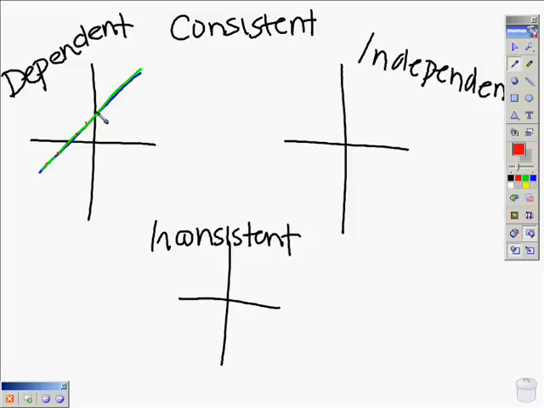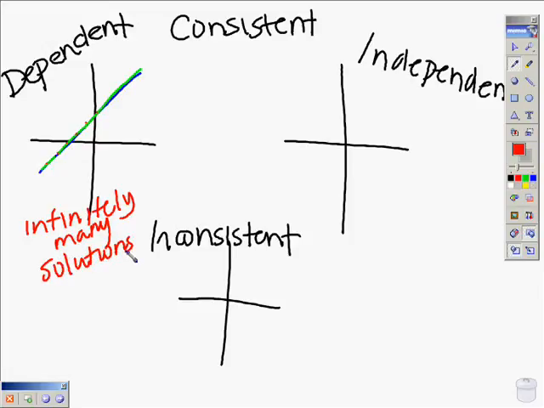Okay? And that is a dependent system. Just like dependent people, they might as well be one person. Those two lines might as well be one line. Make sense? Okay? So let's move on to independent people then.